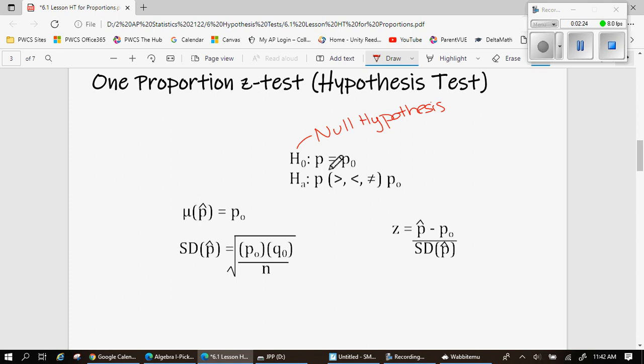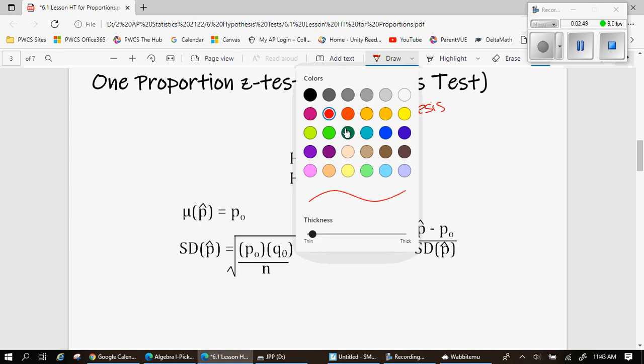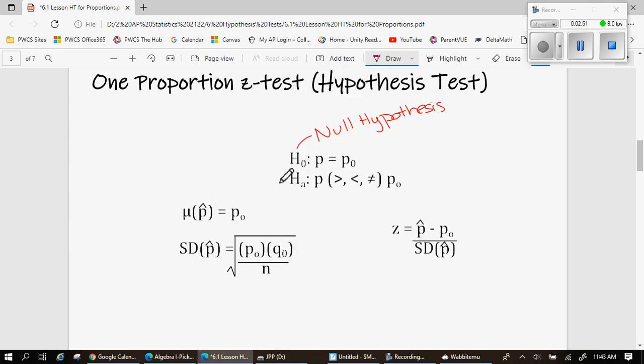So in this case, we're talking about population proportions, P. Remember, P hat is a sample proportion. So whenever you see P hat, that has to do with the sample. P, just regular P, that has to do with the population. And then this P sub 0, that is our hypothesized proportion value. This H sub A, this is an alternative hypothesis.